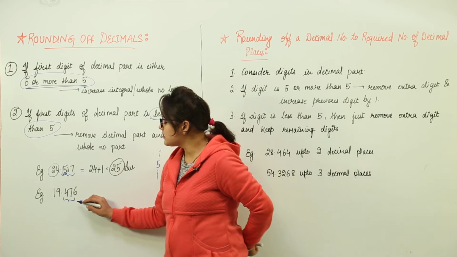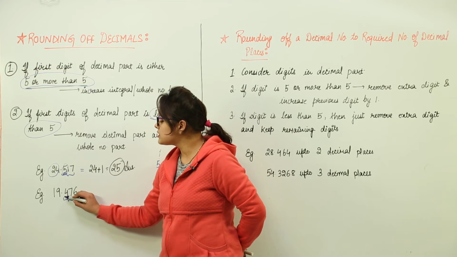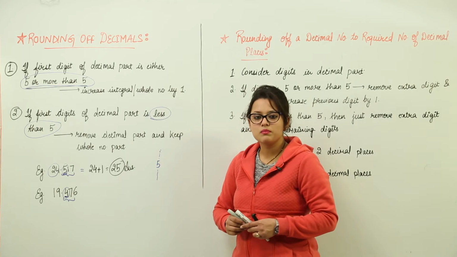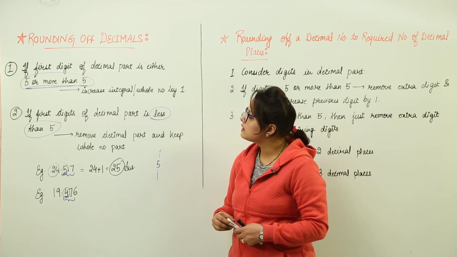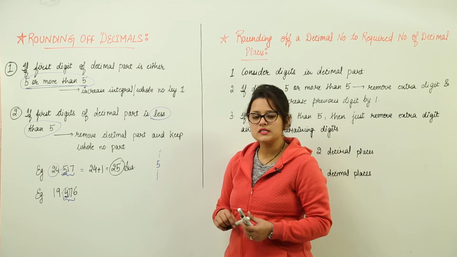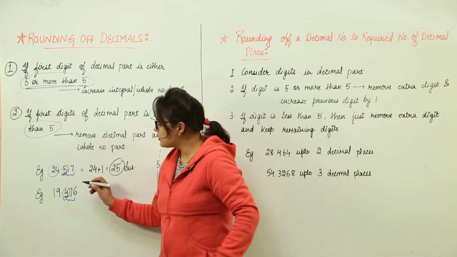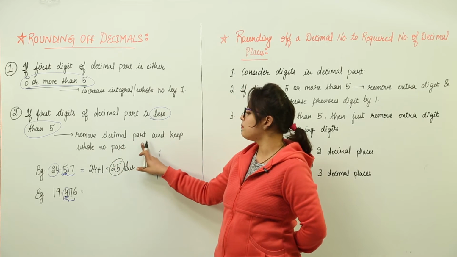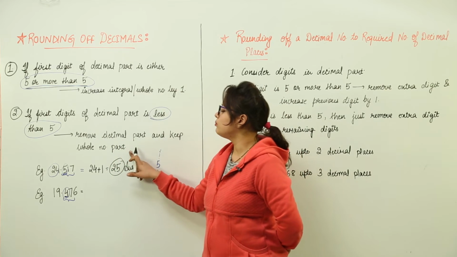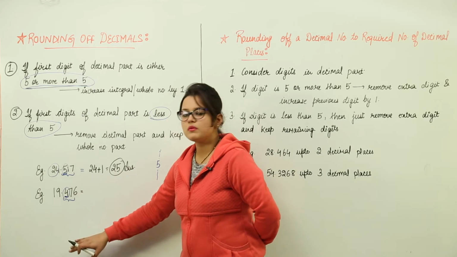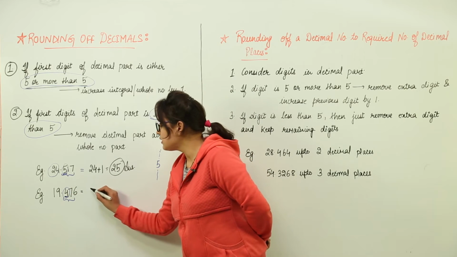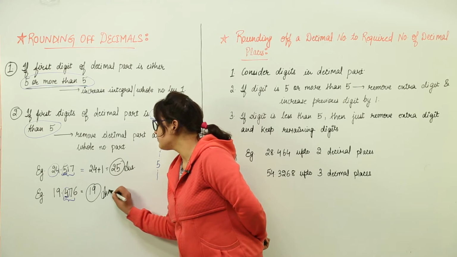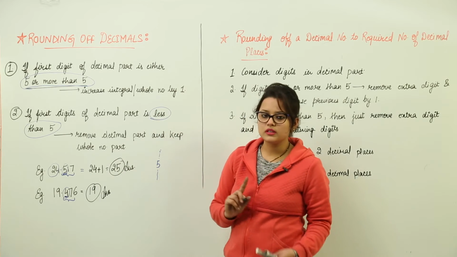What about the second case? Here we have the first digit as 4. Now the first digit of the decimal part is lesser than 5. So what should be done now? We have to remove the decimal part and keep the whole part only. Just forget about all of this decimal part and your answer would be 19. That's it. Now I have discussed both the cases.